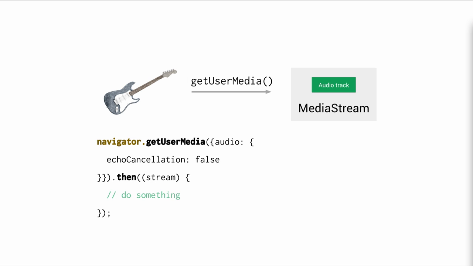So when we call getUserMedia, we're now going to specify the parameters we want for the audio stream. And here we're going to ask for audio and specify we want the AEC turned off. Simple. So this is what we're doing inside Soundtrap to get access to the microphone to record bass, guitar, or any other instrument. And now, let's turn it up a little bit.